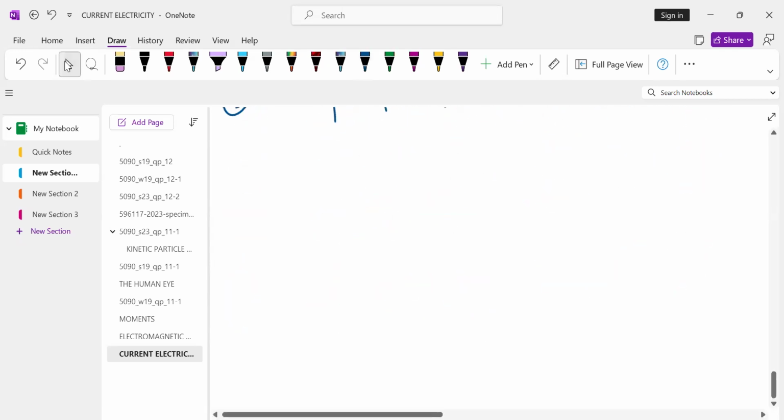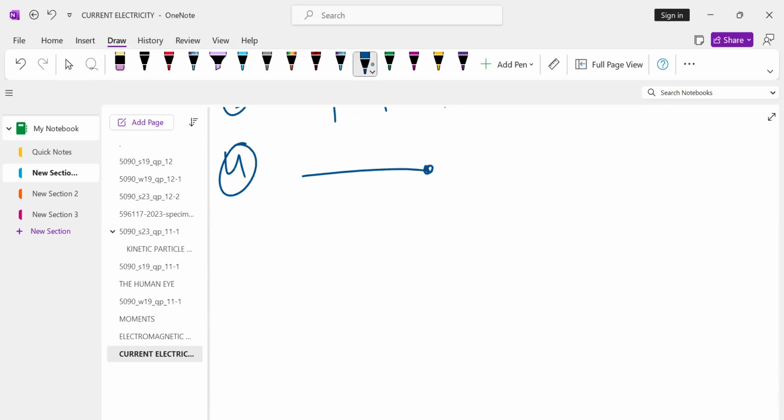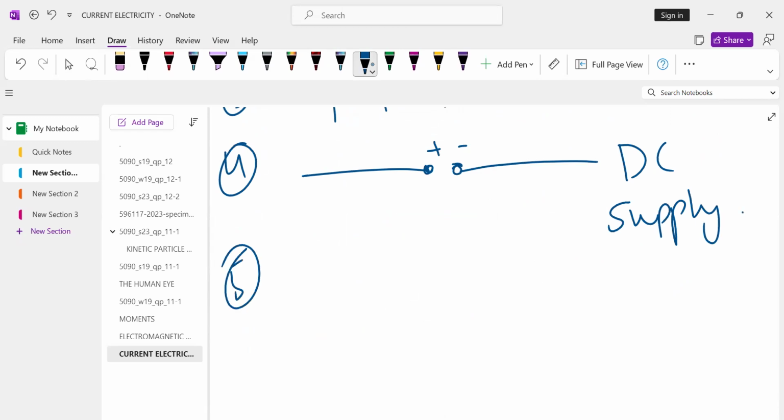The next one is a DC supply. How to draw a DC supply? Positive, negative terminal. This is a DC supply. Then the next one is an AC supply, or you can say a variable AC supply. So an AC supply is always drawn like this.